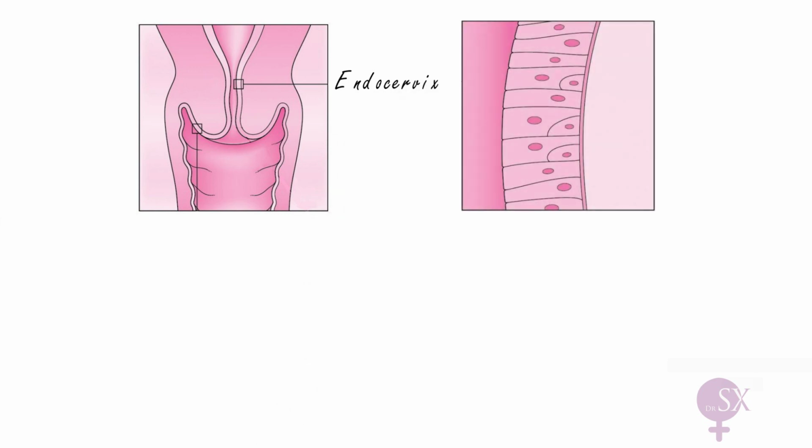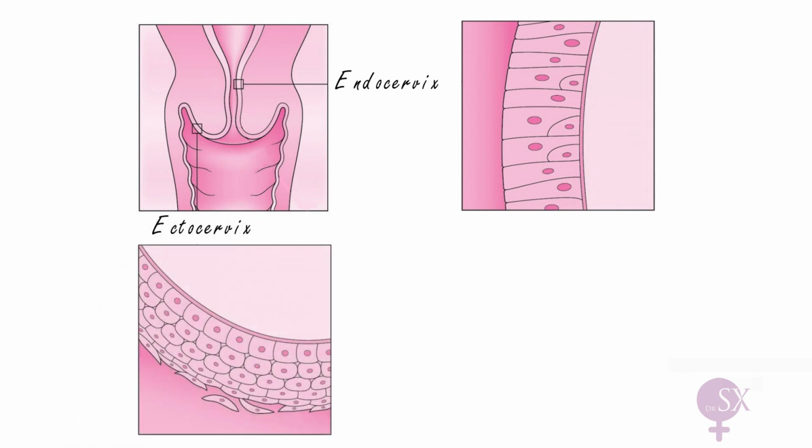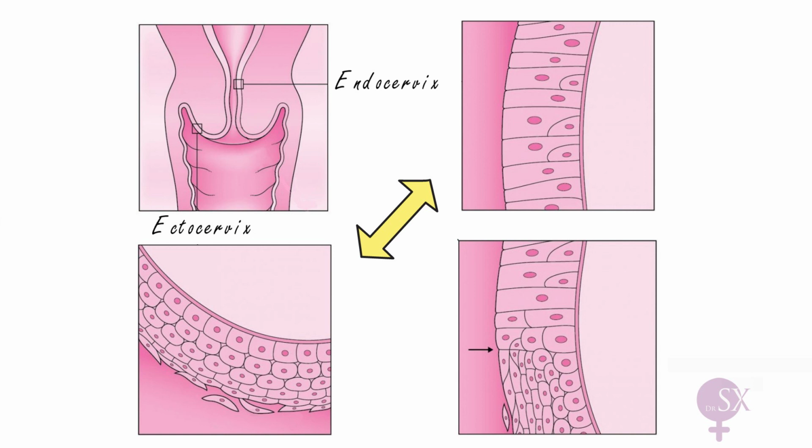The histology of the cervix is interesting. So here we can see a cross-section of a cervix, with the endocervix up here, which is lined by columnar epithelium and continuous with the uterine lining. And here we've got the ectocervix, which is lined by squamous epithelium and continuous with the vaginal epithelium. Now where they meet is called the squamocolumnar junction.